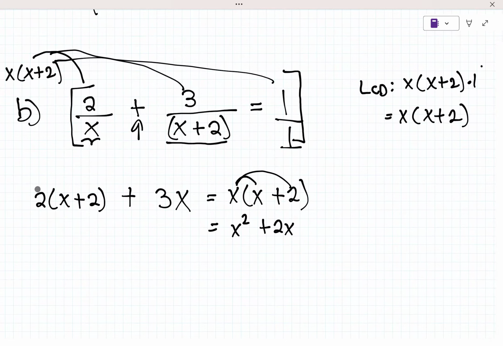Okay, let's do letter C. Definitely we've got 3 sides, left, middle, and right, and we've got to get rid of the fraction. So we're going to multiply all 3 sides by the LCD. This one's a little bit different because on the bottom they were dealing with letters and numbers, but this one we're just dealing with numbers. So here we have a 4, a 2, and a 1.